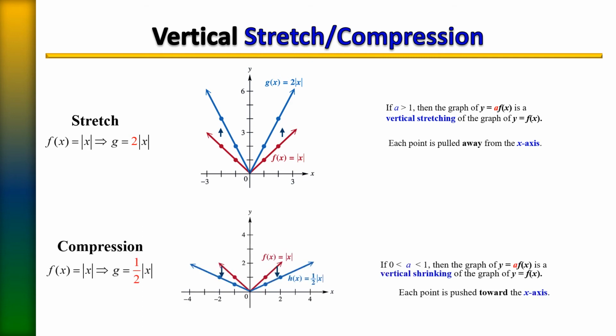And if you have a number out there that is a fraction, a number between 0 and 1, it is pushing the graph down toward the x-axis, and this is a vertical shrinking or a compression.